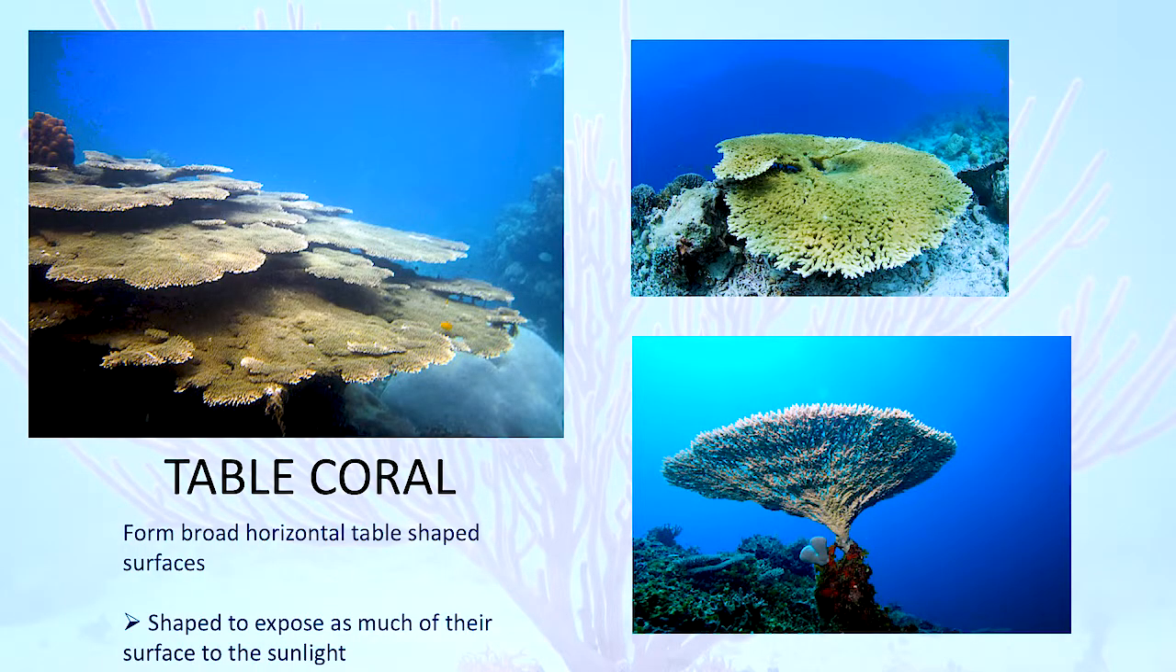So this is a table coral, and table corals are very good, and they grow very fast because they have an increased surface area which allows a lot of light to come down, and the zooxanthellae can then be very efficient at producing photosynthates.